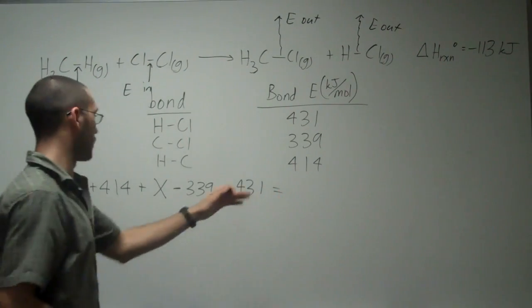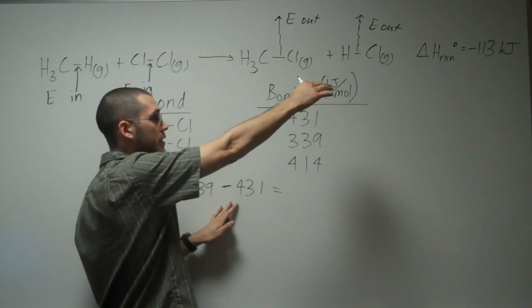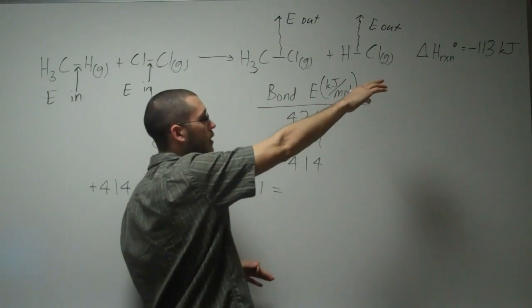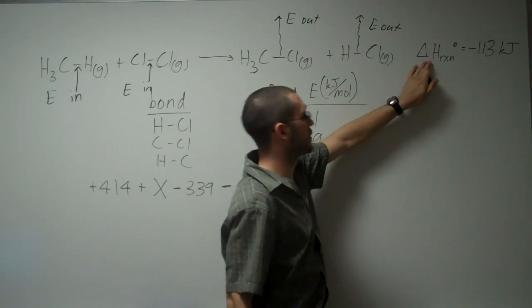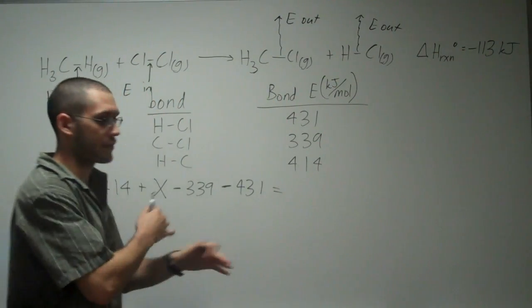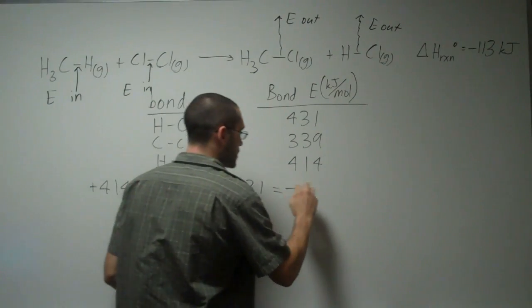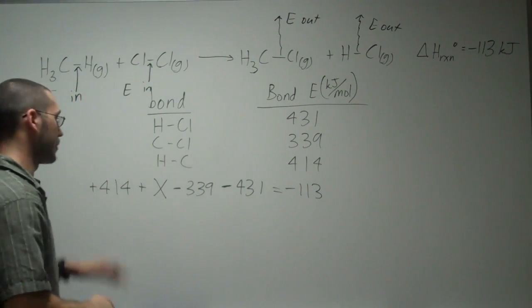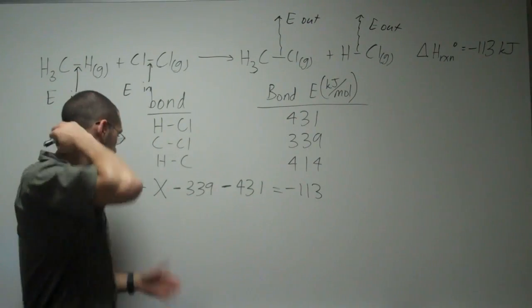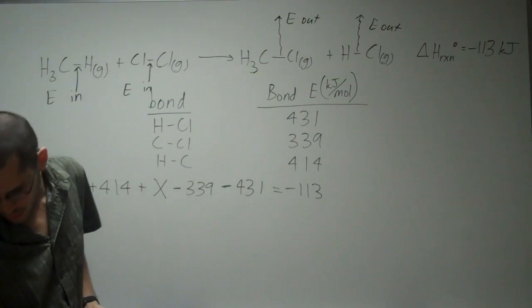What does this whole thing equal? This whole thing equals the amount of energy that was given off after everything was done. The delta H tells you, after everything's said and done, what happens. Well, overall, minus 113 kilojoules was given off. Now, I don't have my units, but everything is given in kilojoules per mole.